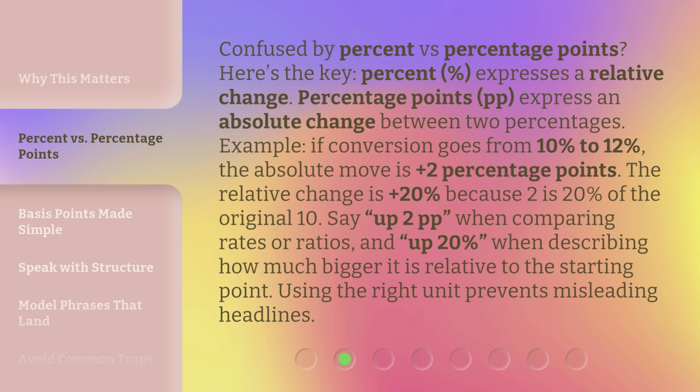Say, up 2 PP when comparing rates or ratios, and up 20% when describing how much bigger it is relative to the starting point. Using the right unit prevents misleading headlines.